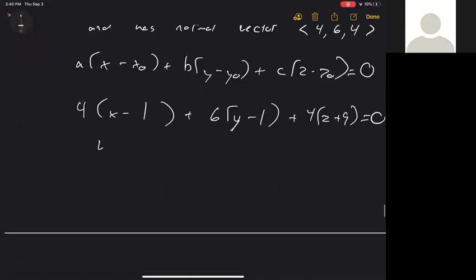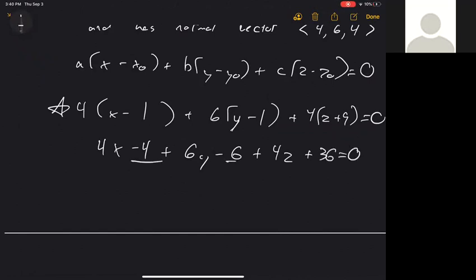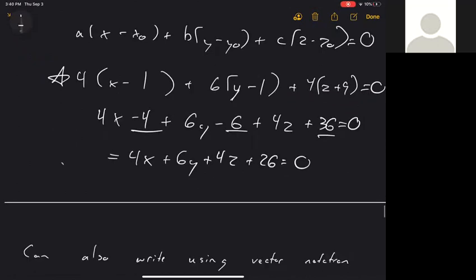Now, I could have, like I said, distributed this. So this would be acceptable, and if I distributed everything, I'd get this, and I could combine all of these into a single constant. So that would be minus plus 26 equals 0. So this would also be acceptable, and so would this.